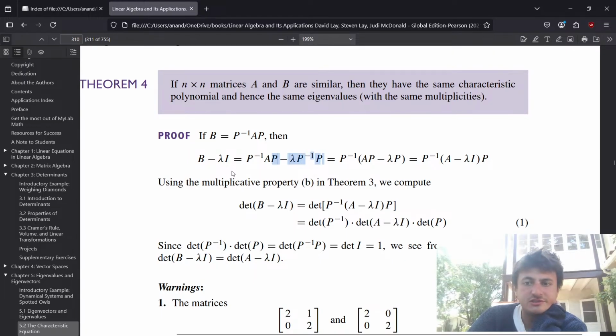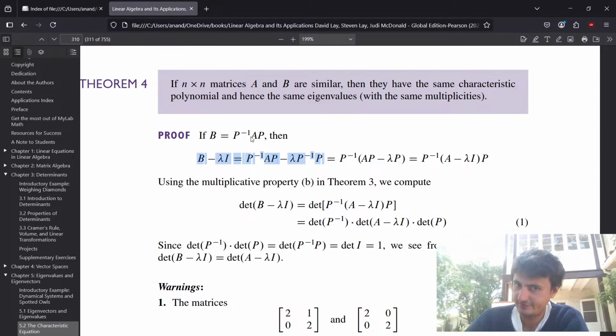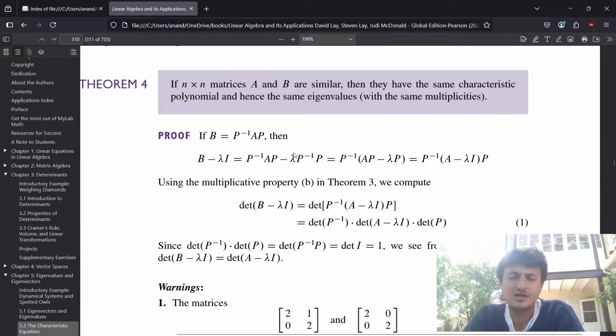Well, I don't get why this is the case. So they're saying B minus lambda I. Okay, so first B is equal to P inverse AP. Then B minus lambda I is equal to P inverse AP minus lambda P inverse P. But why?